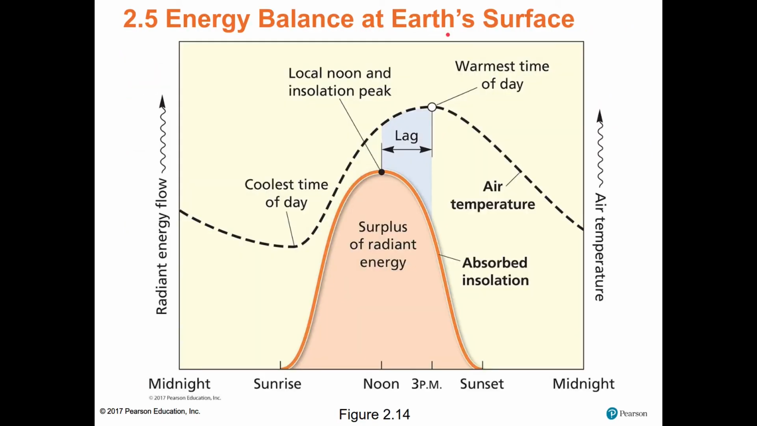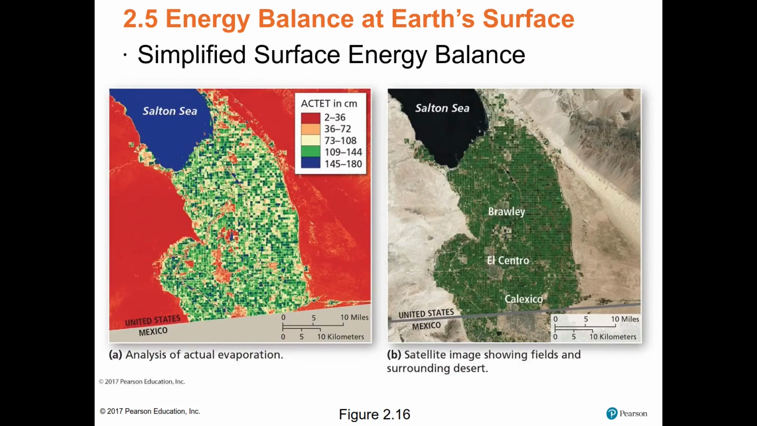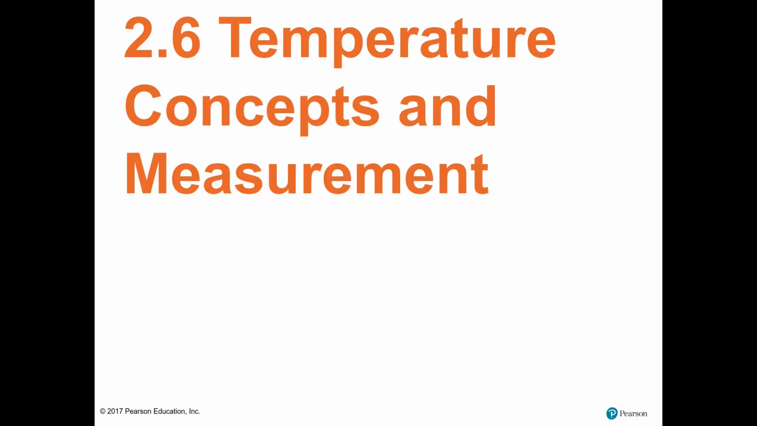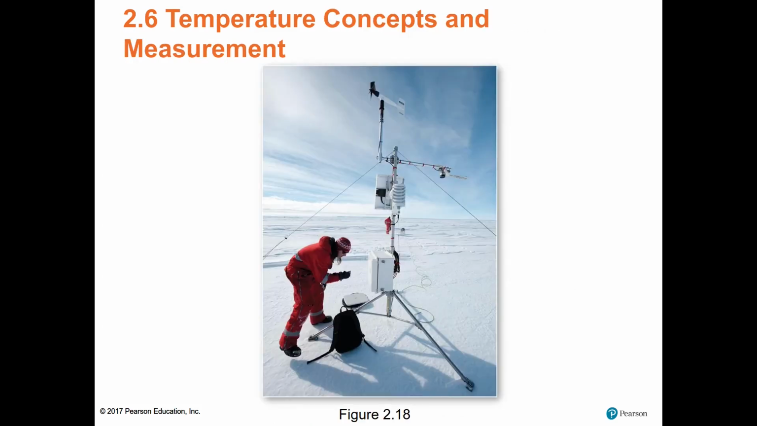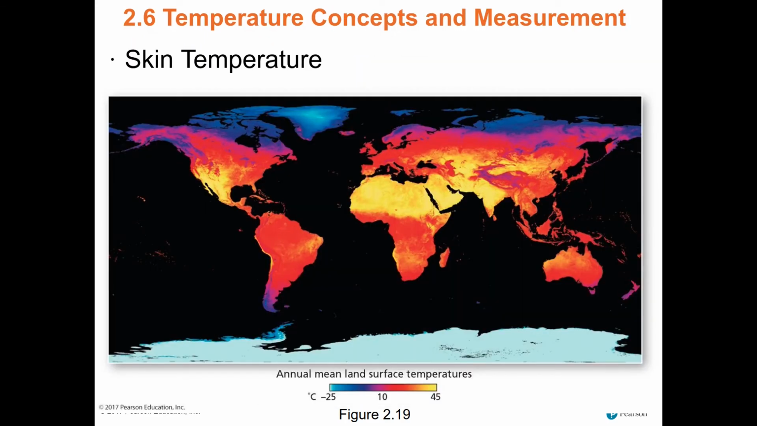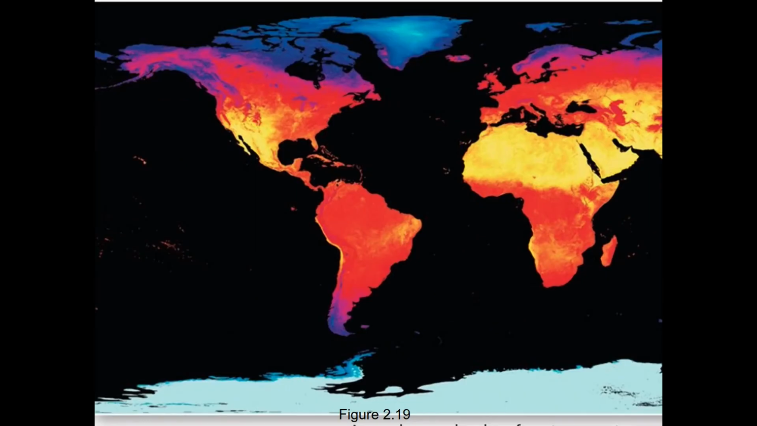We'll talk about Earth's energy balance at the surface. We'll talk about latent heat and how you can use latent heat to calculate actual evapotranspiration. We'll talk about how temperature is measured, different scales: Kelvin, Fahrenheit, and Celsius. How temperatures are measured, skin temperature, different than air temperature.